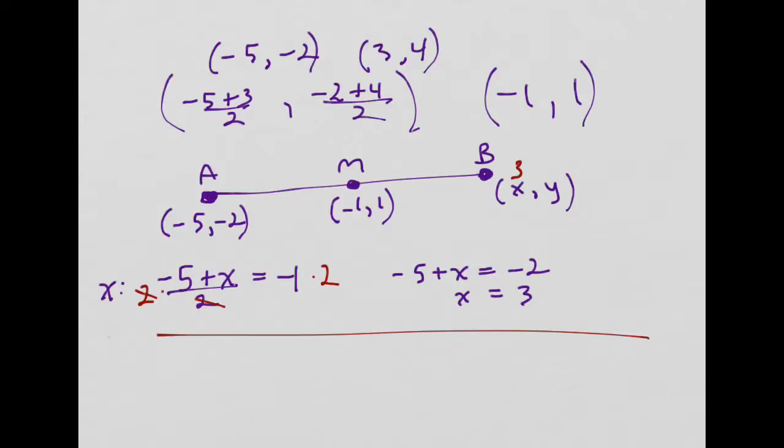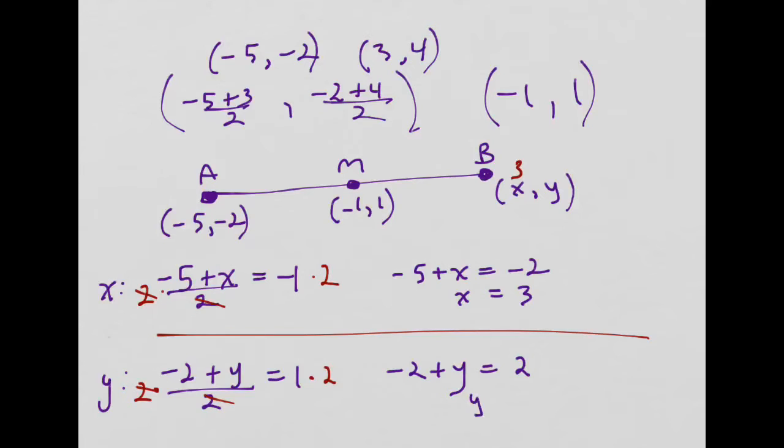Now let's do the y's. If I'm going to figure out my y value that's unknown, this value right here, I'm going to take the average of the y values, negative 2 plus unknown y, divided by 2, and I do know that it has to equal 1, because I'm given that. So we're going to clear that 2, multiply both sides by 2. So I've got negative 2 plus y is equal to 2. y is equal to 4.